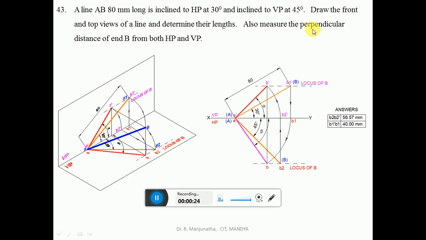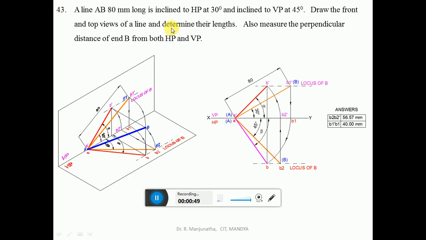Since we need to measure the perpendicular distance of A from both HP and VP, that should be the minimum distance from both HP and also from VP. So, these two are the perpendicular distances. That is B2 dash to B2 and that is B1 dash to B1. So, these are the distances which we need to measure.